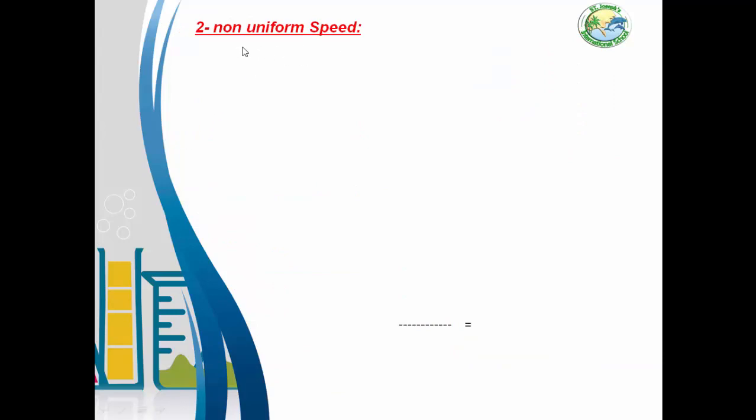The second type of speed is non-uniform speed. It happens when the car moves unequal distance at equal periods of time, or it moves equal distance at unequal periods of time. So we can say that non-uniform speed is a change of the object's position by unequal distance at equal periods of time, or by equal distance at unequal periods of time.